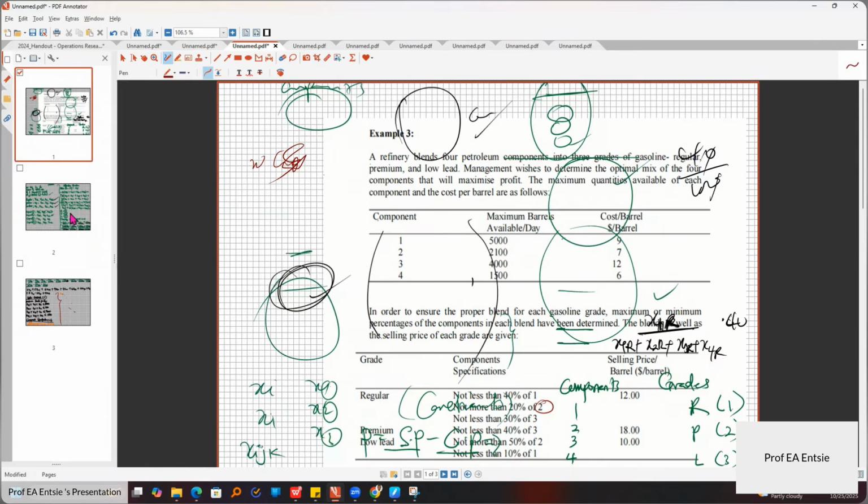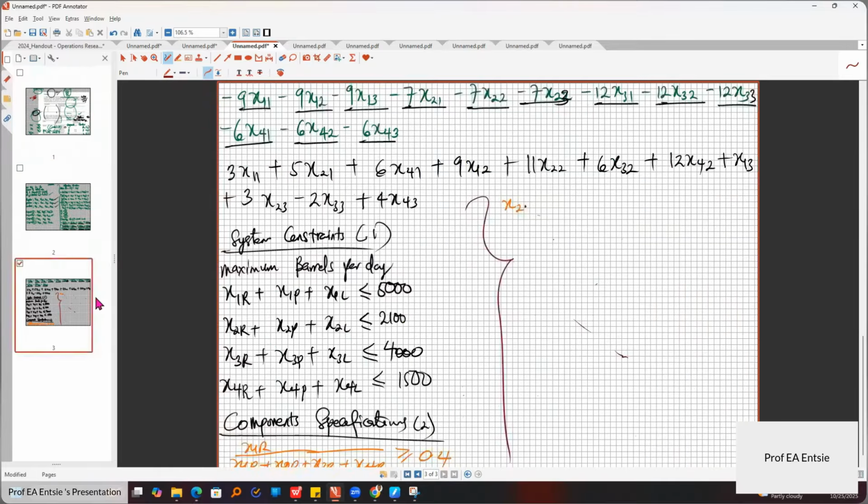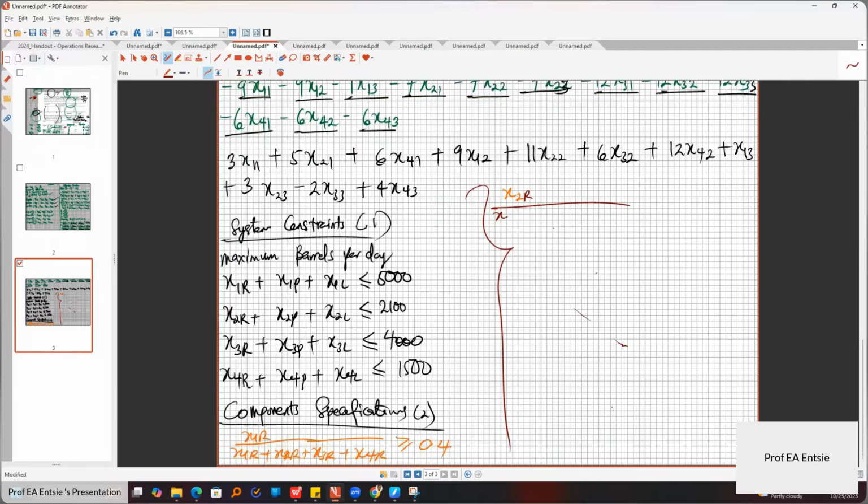Component two, regular. Okay, so I'll come here. Component two regular, in the blends. In the component two blends, so S2R plus S2R plus S2P. Let me come, I'm coming.